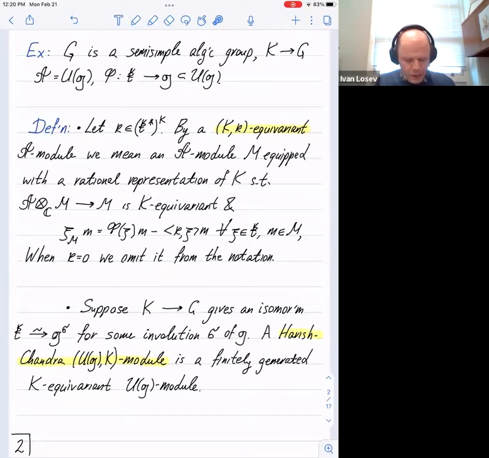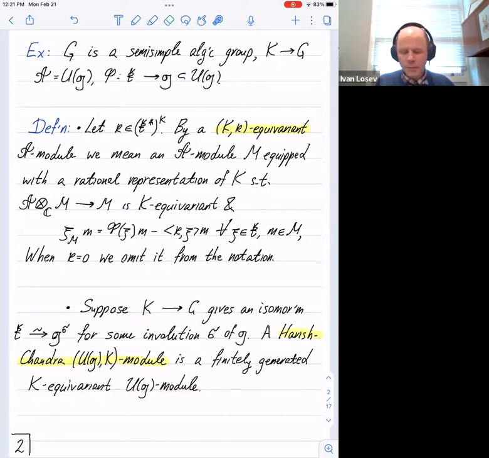Then the situation where I'm mostly going to apply this definition is the situation of the previous example. So I want to consider an algebraic group homomorphism as before, and I want to give an isomorphism between the Lie algebra of K and a symmetric subalgebra of g, so the fixed points of some Lie algebra involution. I would like to point out that K doesn't need to be a subgroup of G for the purposes of this definition. So this homomorphism here can have a finite kernel. And then a very classical object in Lie representation theory is a Harish-Chandra (U(g), K)-module. This is just a finitely generated K-equivariant module, so no character here, over U(g).